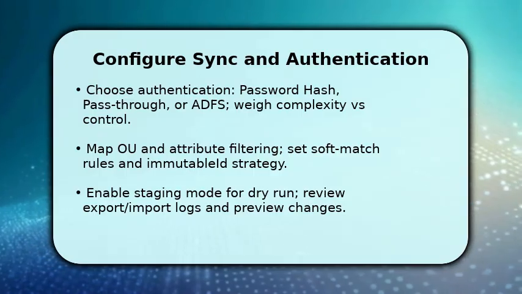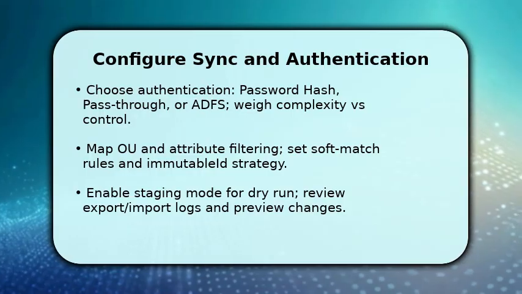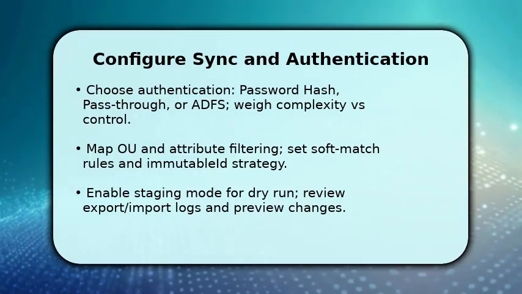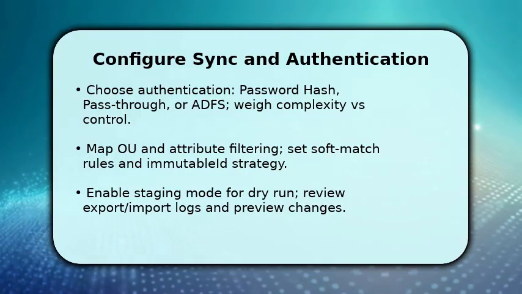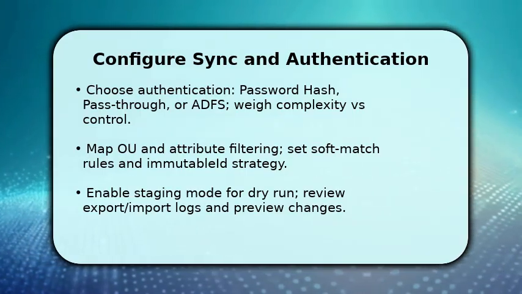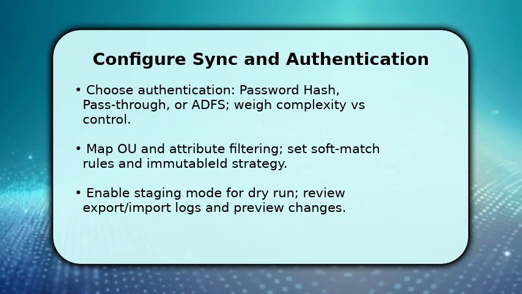Then map organizational units and refine attribute filtering so only intended accounts sync. Configure soft match and immutable ID mapping to preserve object continuity. Once done, enable staging mode for a dry run.